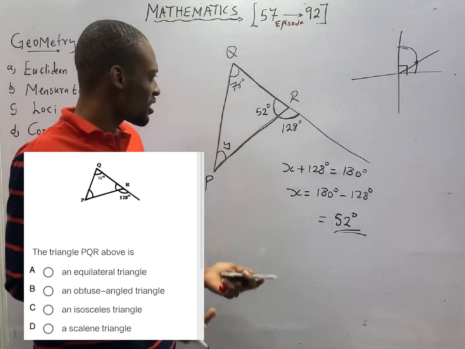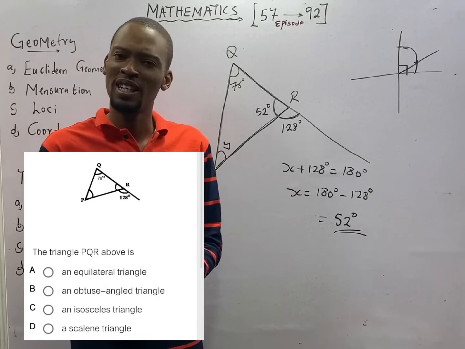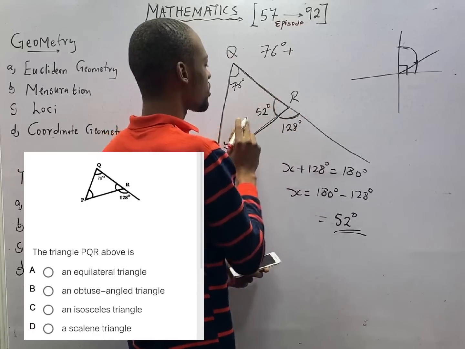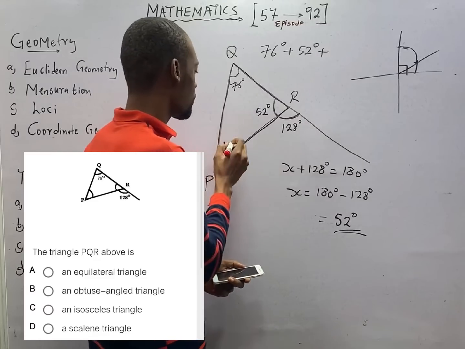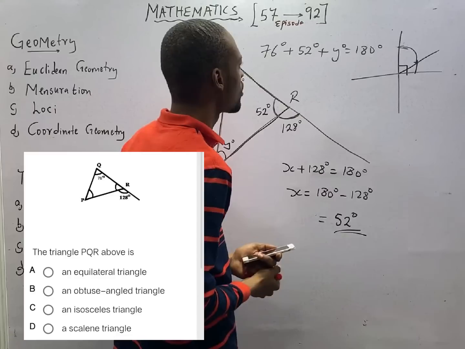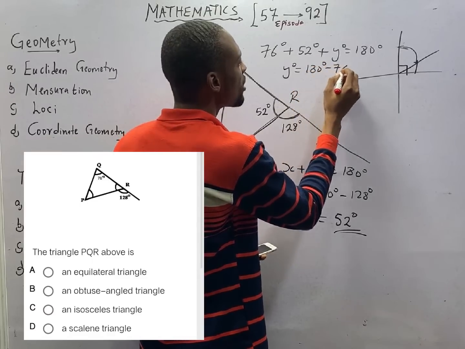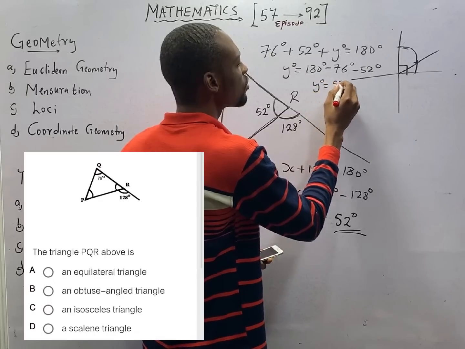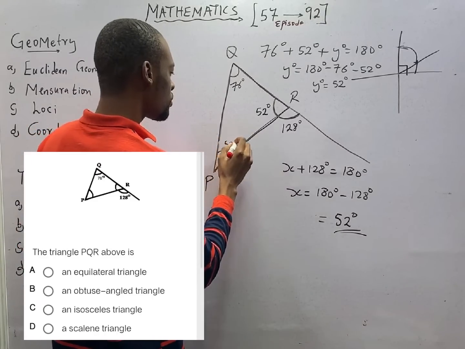We know that the sum of angles in a triangle is 180 degrees. Therefore, 76 degrees plus 52 degrees plus Y degrees should give us 180 degrees. So Y degrees is 180 degrees minus 76 degrees minus 52 degrees. Y degrees is equal to 52 degrees. So here is also 52 degrees.